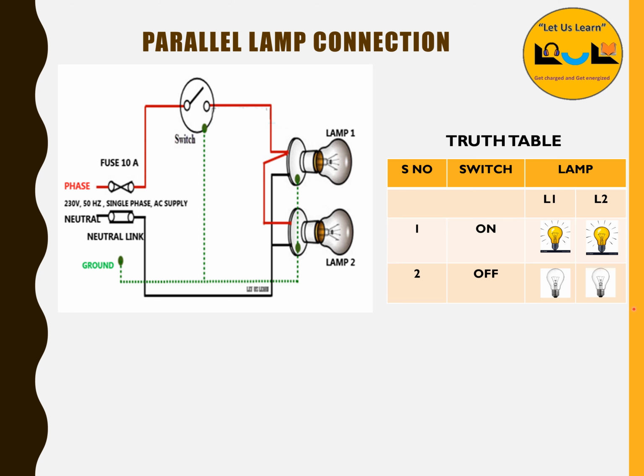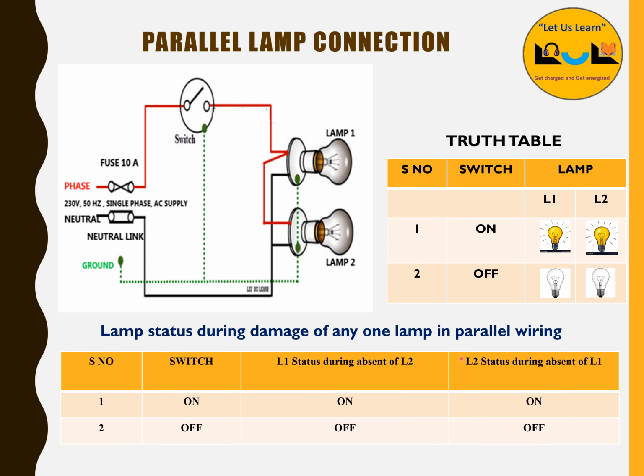Similarly, now we are going to discuss the lamp status during damage of any one lamp in parallel wiring. Whenever the switch is in on position, consider the L1 status during the absence of L2. If L2 is absent, what about the L1 status? At that time it will be in the on position, since it is connected in parallel. If any one lamp is disconnected or damaged, the supply will still be given to the other lamp. So in the absence of L2, L1 will be in the on position.